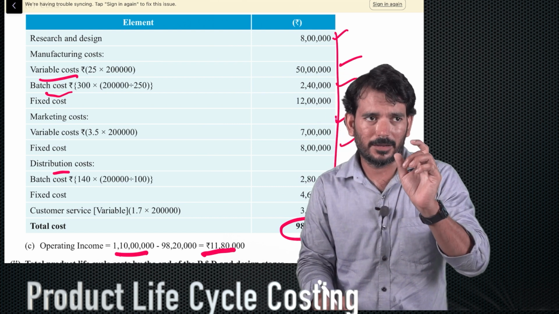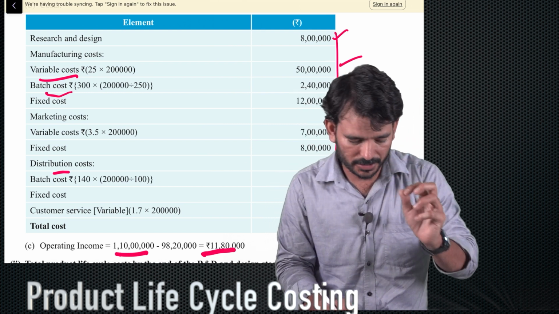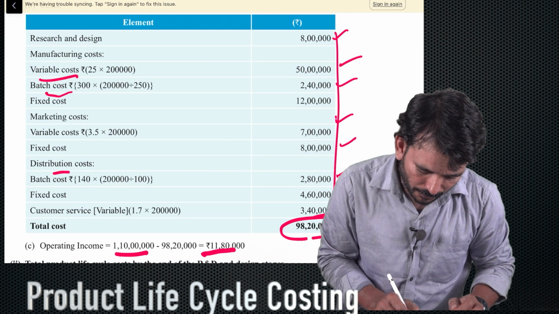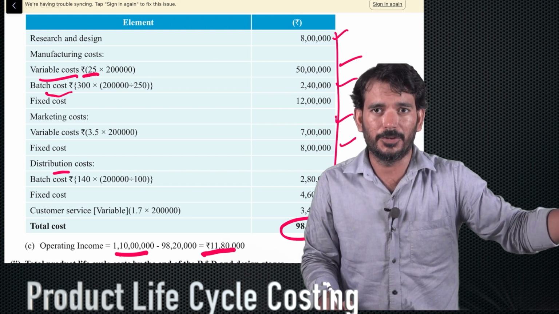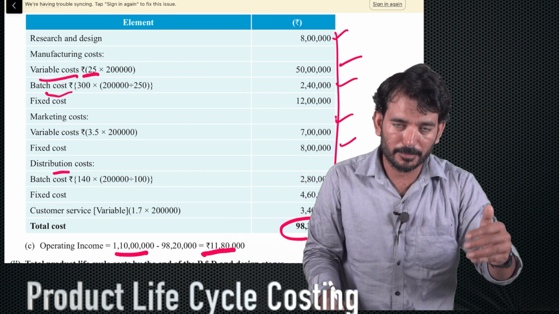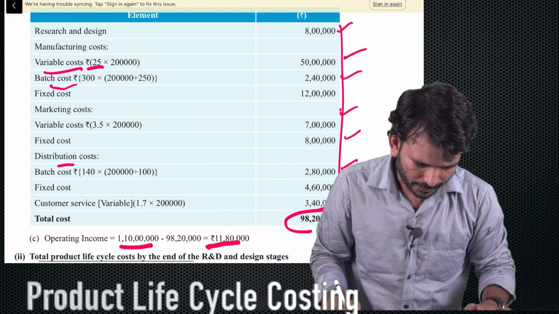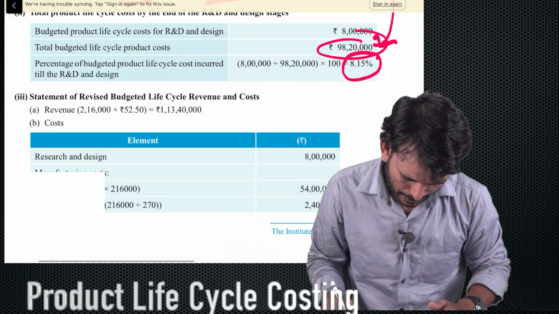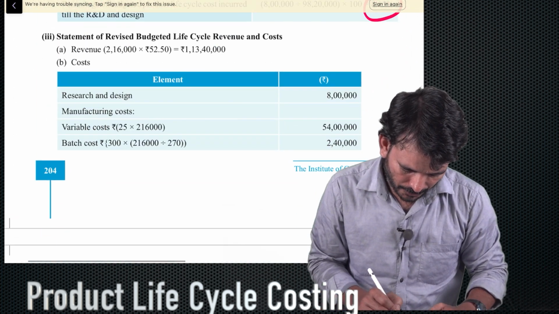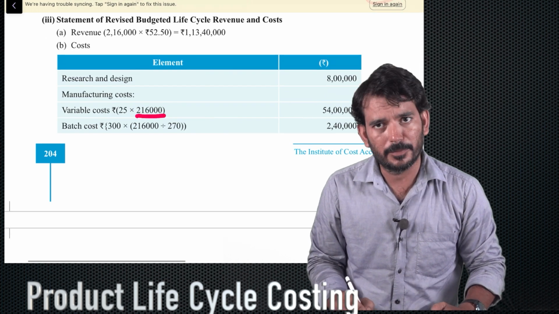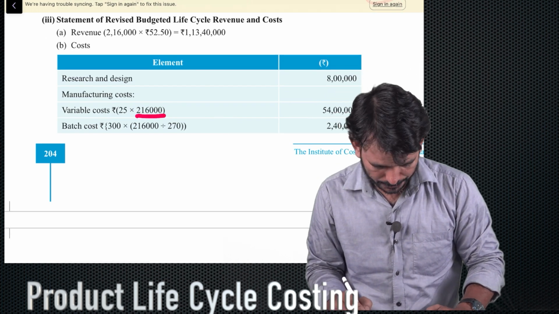But the only point where you need to be cautious is, while calculating the variable cost, instead of multiplying it by 2 lakh, which was the units earlier, now you will multiply it by 2 lakh plus 8%, that is 2,16,000. Is it? Yes. So you will multiply it by 2,16,000. Wherever there is a variable cost, you multiply it by 2,16,000.